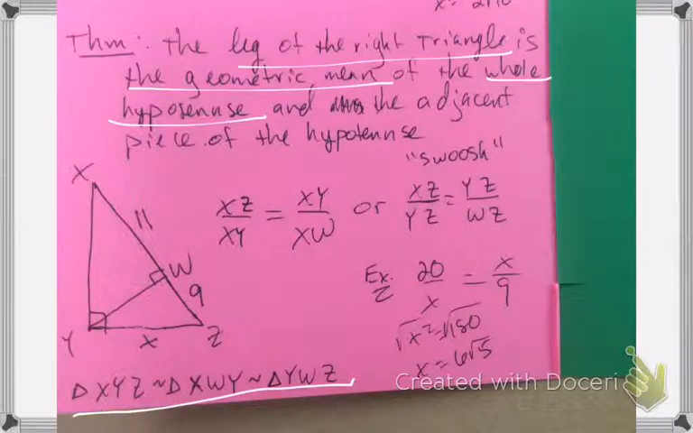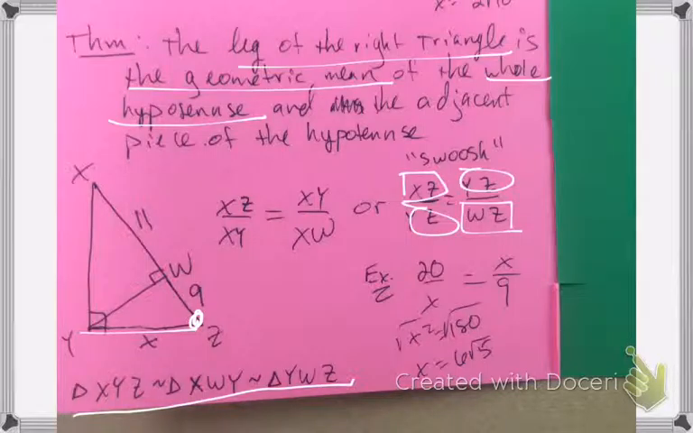Now, since it has another leg, we can always do it from the other one. The leg of the right triangle is the geometric mean. So this leg here, stop. Write a proportion, and in the up diagonal, put the leg, yz, in both spots. Okay, here and here. Now, it's the geometric mean of the whole hypotenuse. Again, the whole hypotenuse is xz. And the adjacent piece, now the adjacent piece moves. And the piece that's touching this leg is this guy right here, wz. So that's why wz is right there.